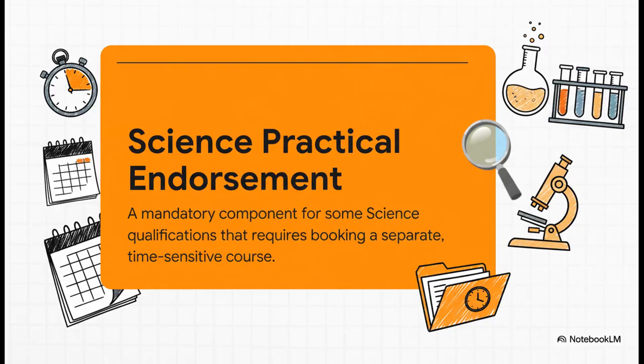And just when you think you've got it all sorted, if you're doing certain science A-levels, there's one more hurdle, the practical endorsement. The guides will tell you it's mandatory, but the final missing tool is the time-sensitive booking information. The schedules for these courses are usually only released once a year, so you have to grab the current year's booking forms and dates to get a spot.